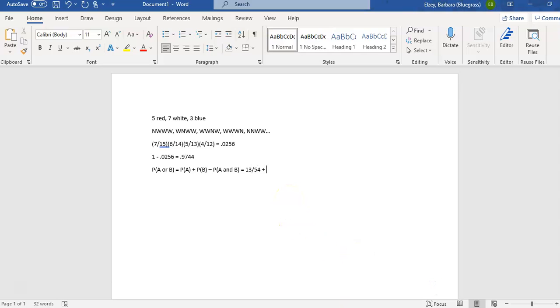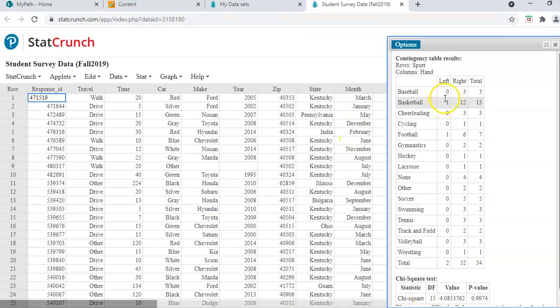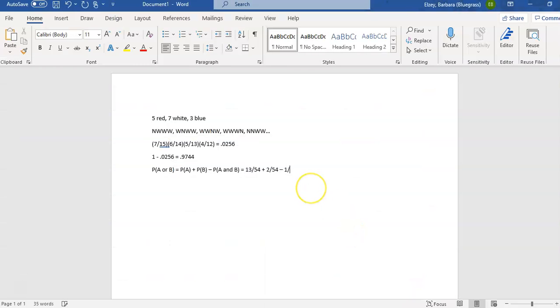Probability of B was our left-handers, which I believe there were 2 of them. There we go, 2 out of 54. And then the probability of A and B, left-handed and liking basketball, was 1 out of 54. And let's see, it looks like that's going to give us 14 out of 54. And of course, we would want to reduce that, but I'll leave that to you.